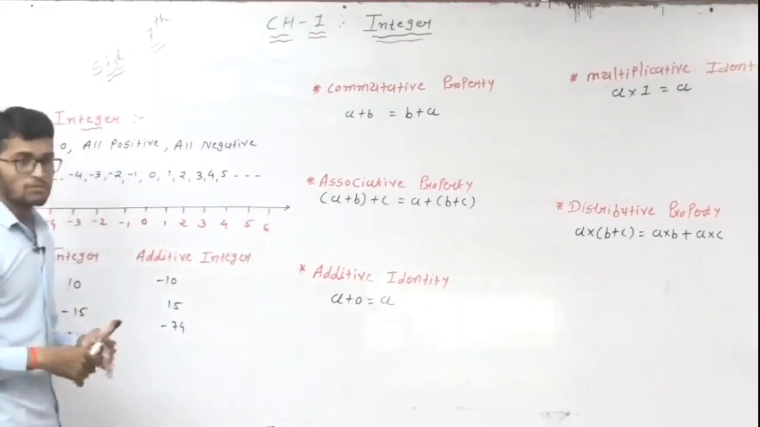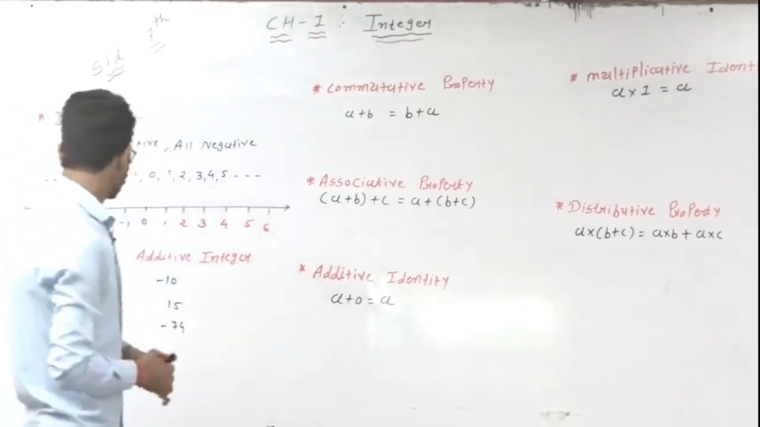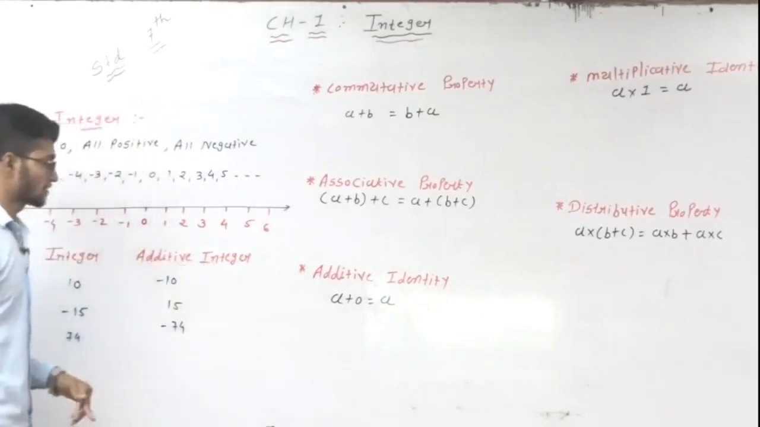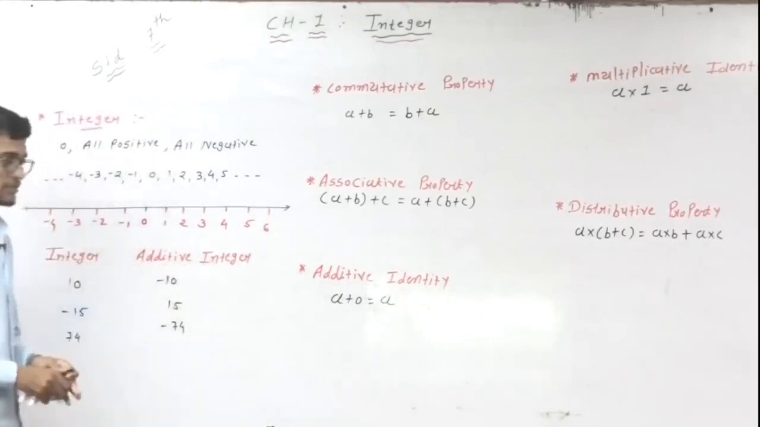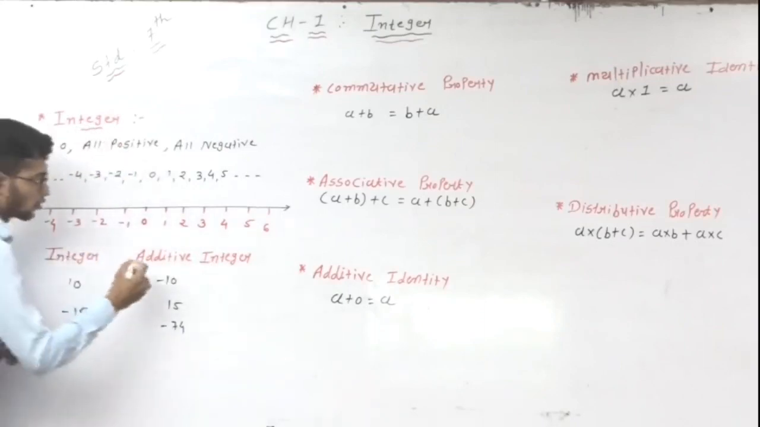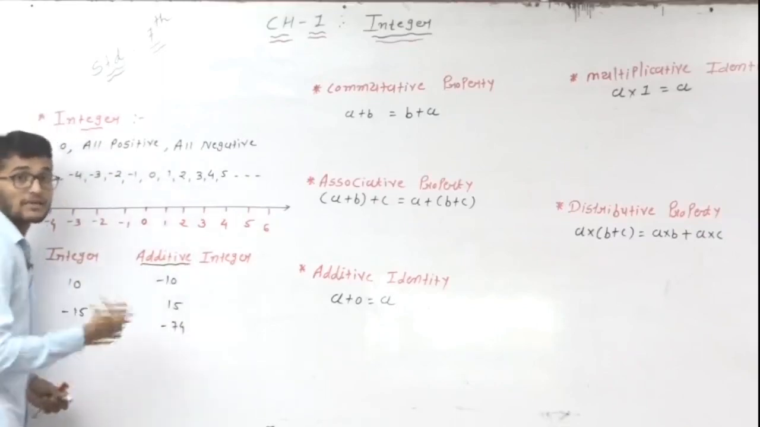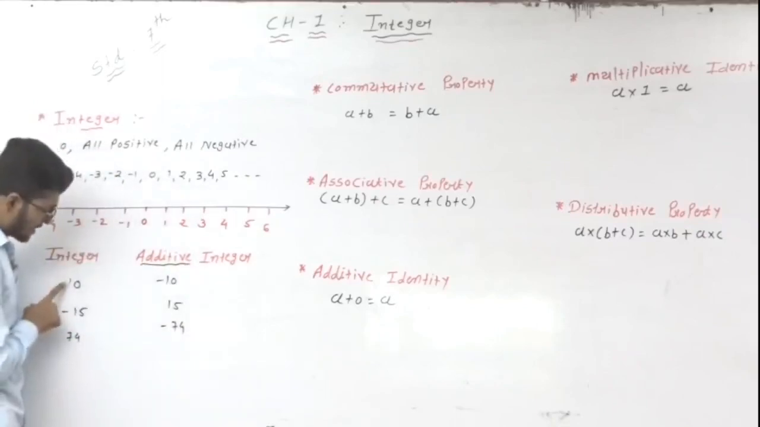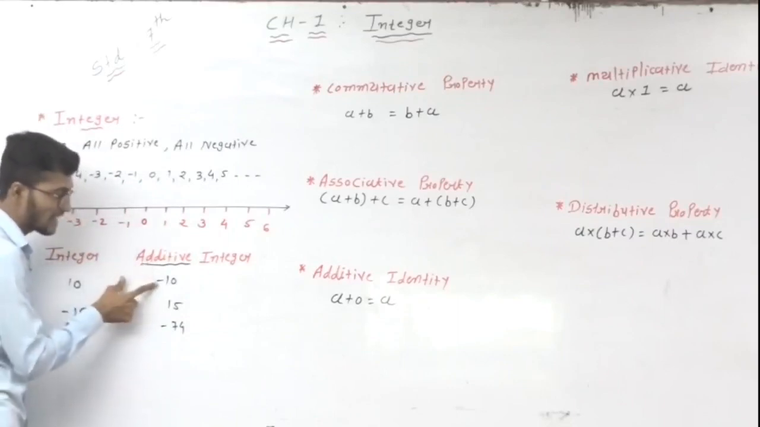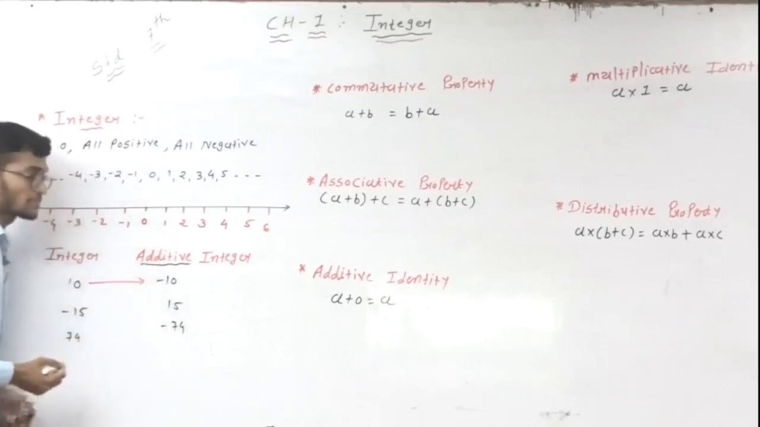Now here are some properties used in this chapter, of many types. So first of all, here is integer, this one is additive inverse of integers. So what is an integer? Integer means one type of number. Now what do you mean by additive inverse of an integer? Additive inverse means the reverse. For example, here 10 is an integer. The additive inverse of 10 is -10. 10 to additive inverse answer -10.